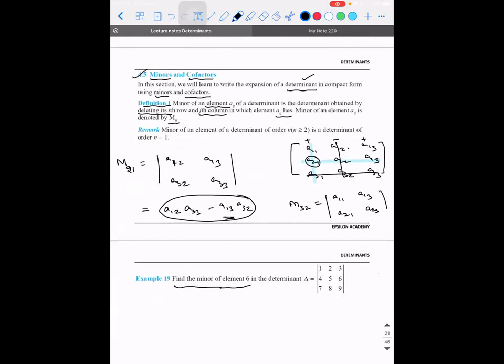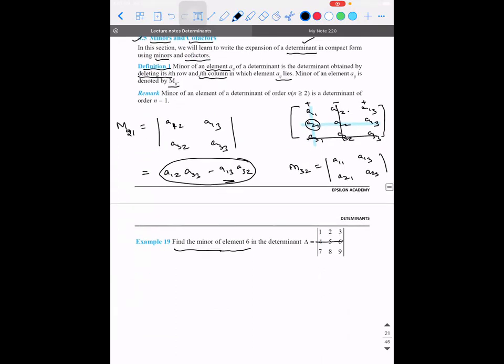Find the minor of element 6 in the determinant. How to do it? Element 6 means hide this and hide this. What is it going to give us? So M, what is the suffix? 2, 3. M23 is equal to determinant of 1, 2, 7, 8. That will give you 8 minus 14. That is minus 6. So that is the minor of the element.